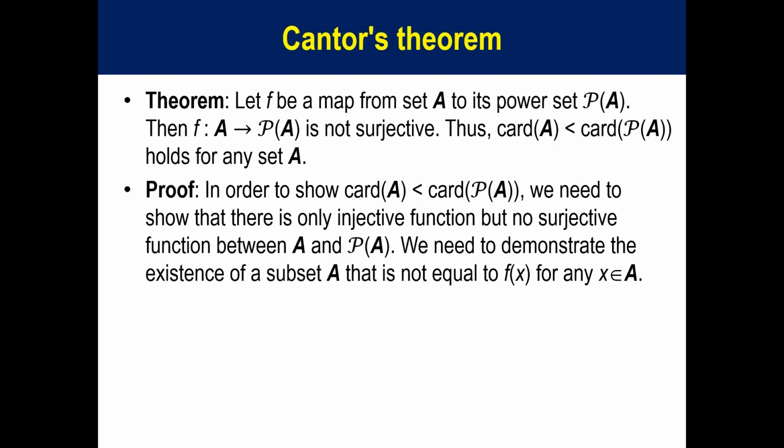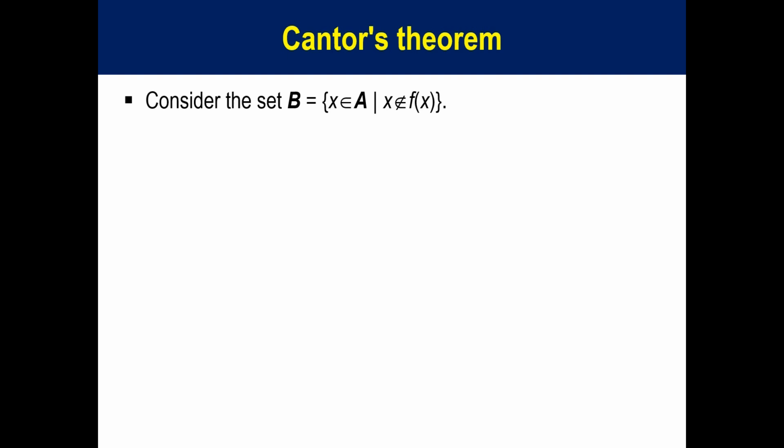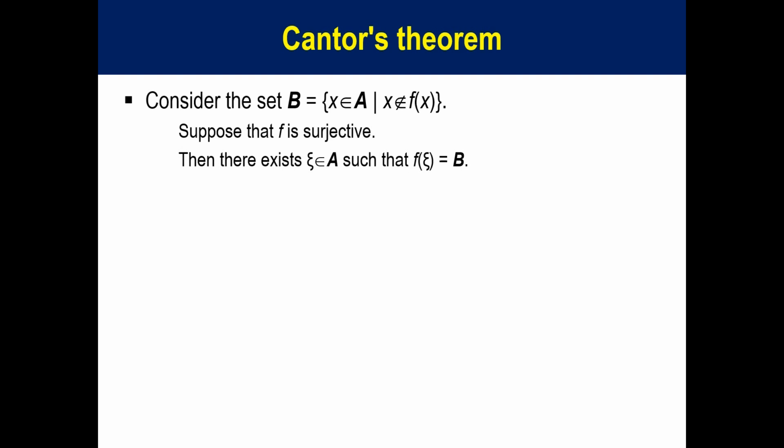Proof: in order to show card A being smaller than card P(A), we need to show that there is an injective function but no surjective function between A and P(A). We need to demonstrate the existence of a subset of A that is not equal to f(x) for any x which is an element of A. Now, consider the set B whose elements x are not elements of f(x). Suppose f is surjective, then there exists an epsilon such that f(epsilon) equals B.